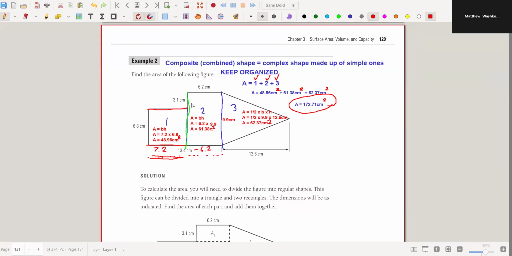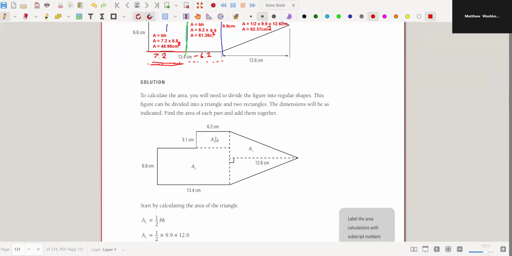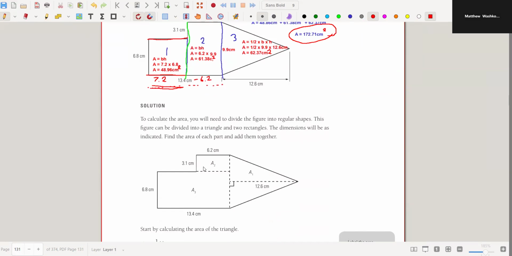Now, as you can see, we did this different than they did down here. They did the triangle, this top rectangle, like they did split it here, and then they did this. There's going to be multiple ways you can do this. Pick the one that works for you. It doesn't really matter. There's a couple ways to do this shape.